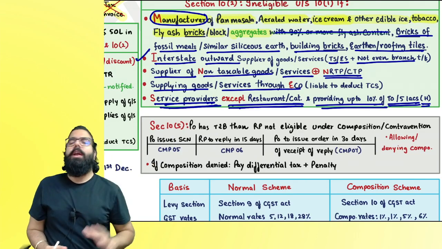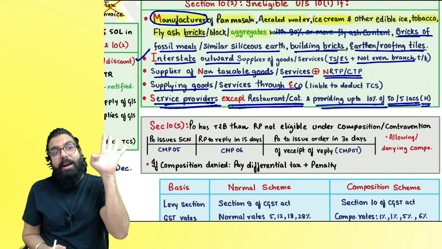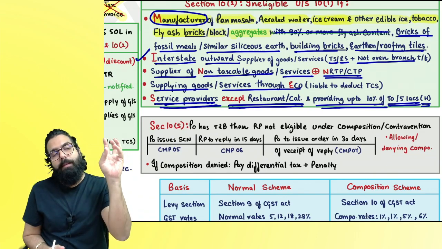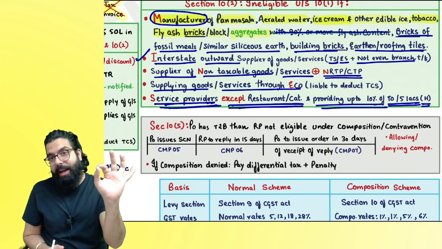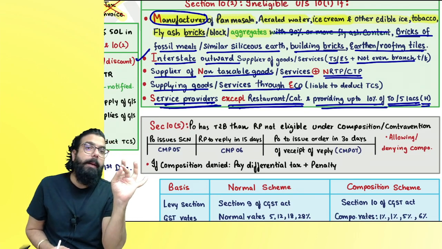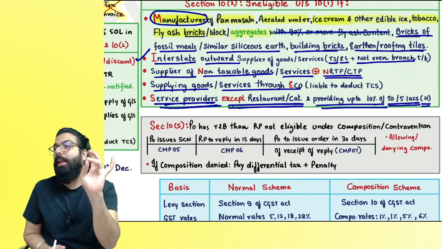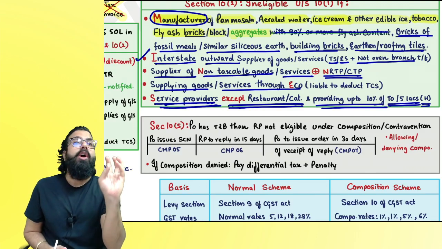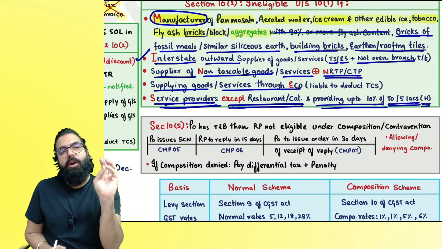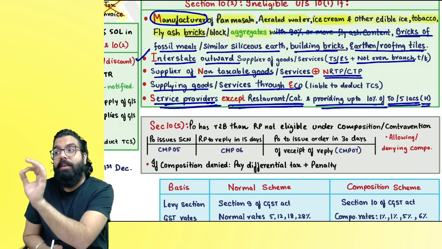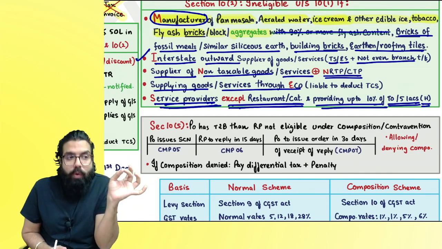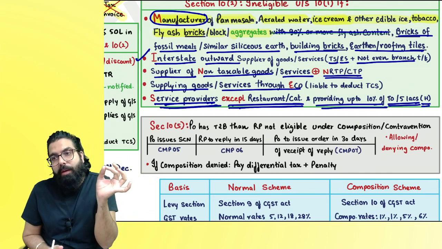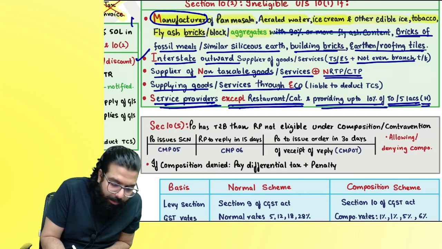Who are the people who are ineligible? Manufacturers of pan masala, aerated water, ice cream, tobacco, fly ash bricks, blocks or aggregates, or building bricks of fossil meal or similar siliceous earth, or earthen or roofing tile. Then the second one, interstate outward supplier of goods or services. Who are the ineligible persons?